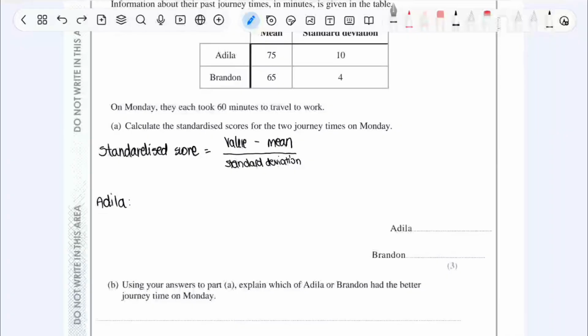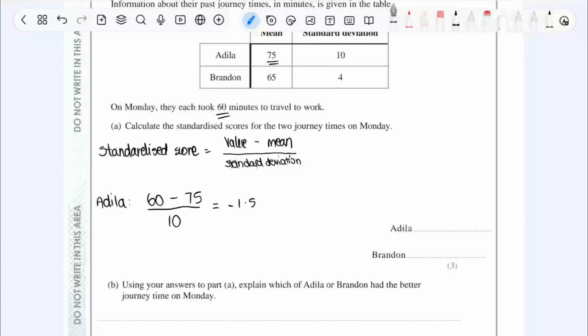So we need to do the value, and the value for both of them was 60. So we need to do 60 minus the mean, and the mean for Adila's was 75, and then divide it by the standard deviation, and the deviation was 10. Doing this, we type it into the calculator, and we get negative 1.5.